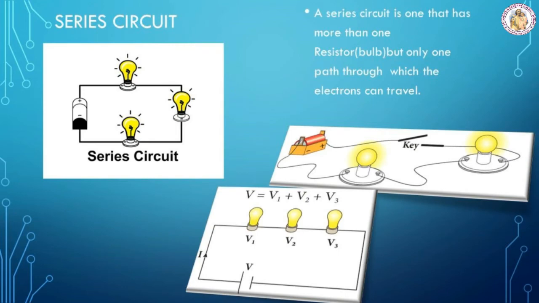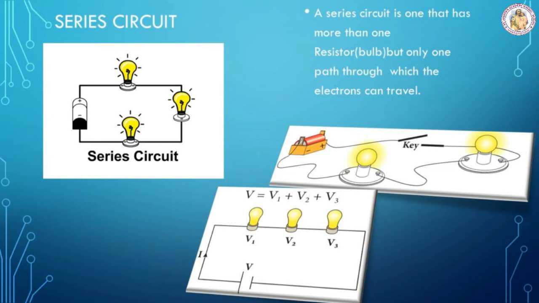First, we are going to see the series circuit. A series circuit is one that has more than one resistor, that means bulb, but only one path through which the electrons can travel. From one end of the battery, the electrons move along one path with no branches through the resistors to the other end of the cell. All the components in a series circuit are connected end to end.